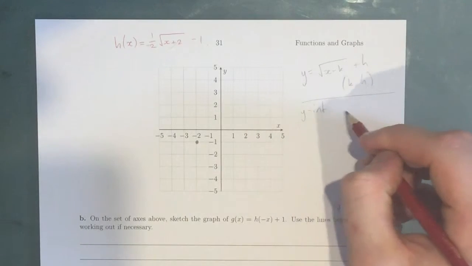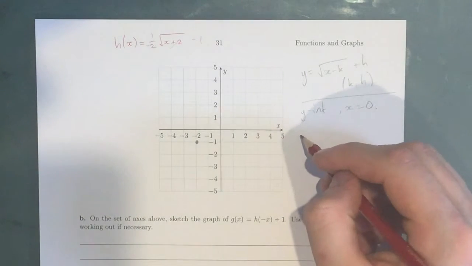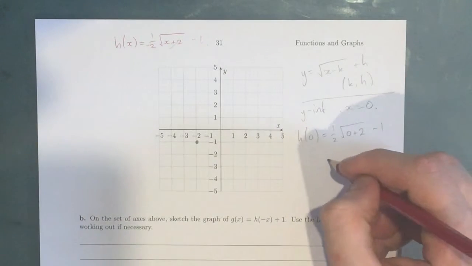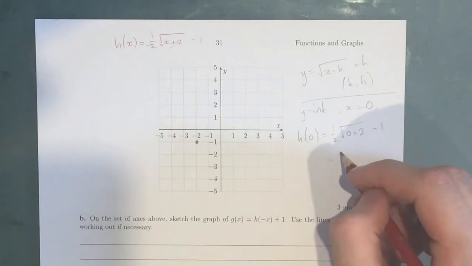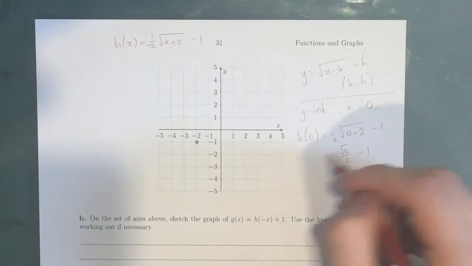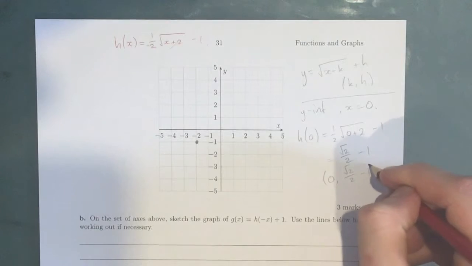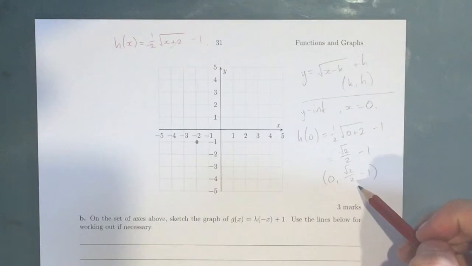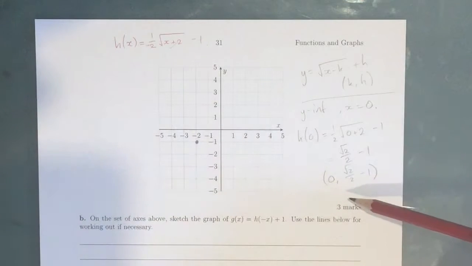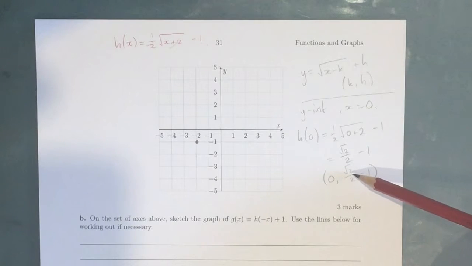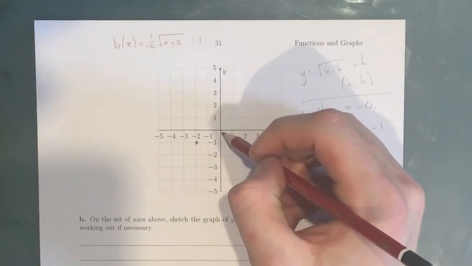So for our y-intercept, x equals 0. So that means that h of 0 is equal to 1/2 times the square root of 0 plus 2, take away 1, which is equal to square root of 2 over 2, take away 1. So that's our y-intercept. Now, because this is a non-calculator, you're going to have to try and figure out where this lies on the graph. So the square root of 2 is about 1.414, I believe. So that divided by 2 is about 0.7, and then 0.7 take away 1 is about -0.3. So it's going to be on the negative side.